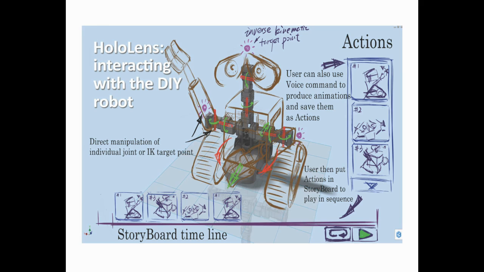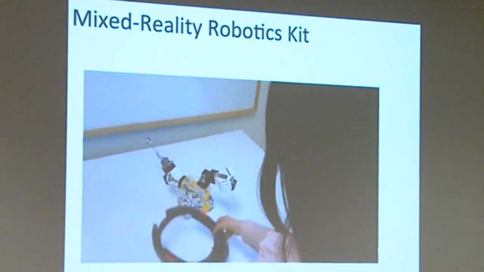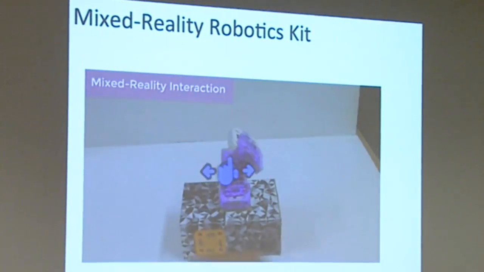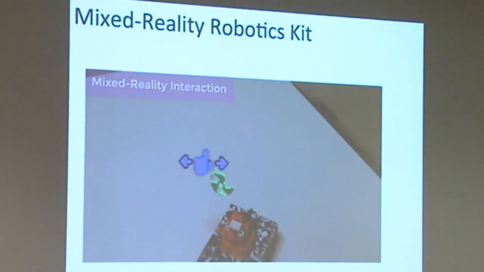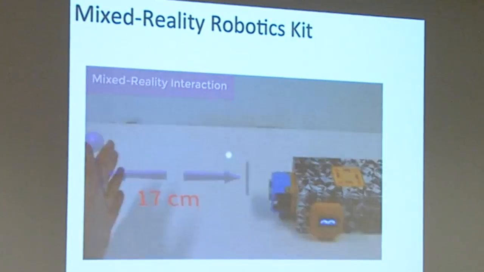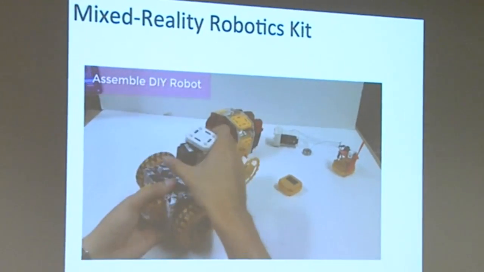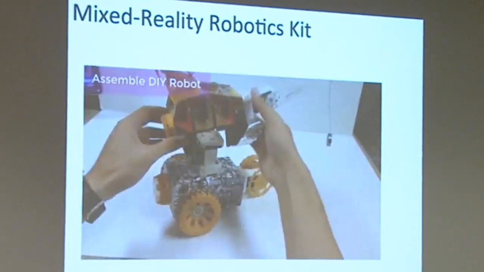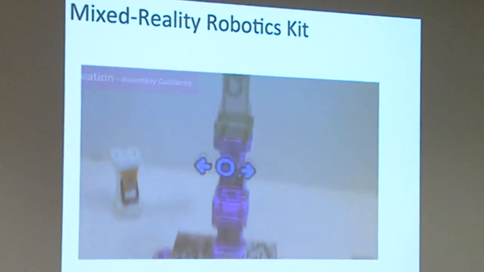We present Anibot, a mixed reality modular robotic system. Anibot construction kit consists of sensing modules, structure modules, action modules, and base. Once assembled, users can put on the AR headset to start a mixed reality interaction. So a lot of these are virtual instruments, for instance, here. Users can create their own DIY robot with the system's construction kit. They can also follow the virtual guidance to assemble an existing design or suggested.